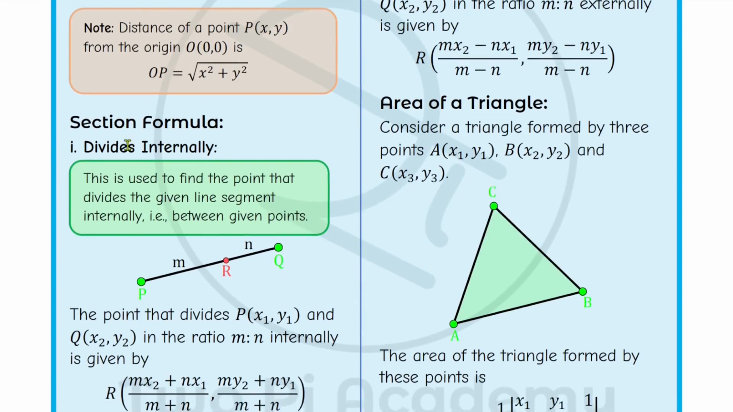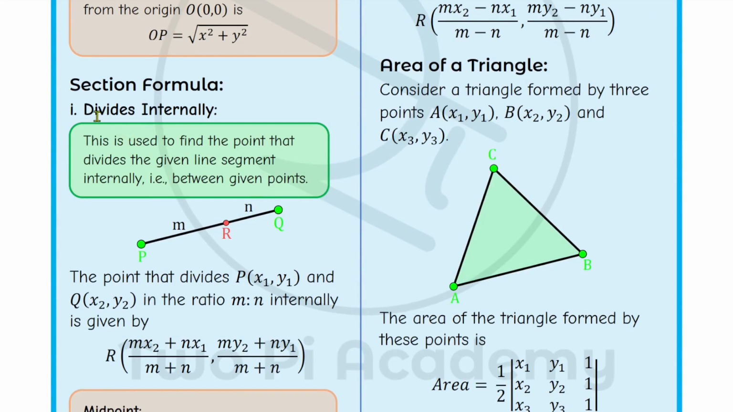And then we have the section formula. Section formula is mainly of two types, dividing internally and externally. Dividing internally is used to find the point that divides the given line segment internally. For example, consider 2 points P(x1, y1) and Q(x2, y2). And in the case of dividing internally, the point R divides it in between the line segment. So here if you observe carefully, R is in between P and Q. And let's say R divides PQ in the ratio m:n, that is PR is m and QR is n.